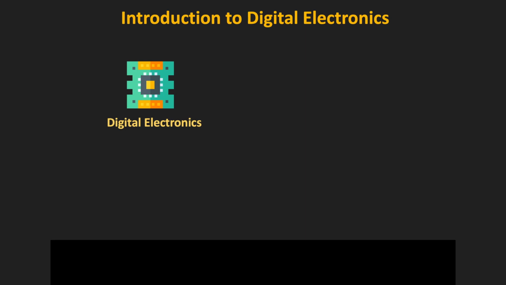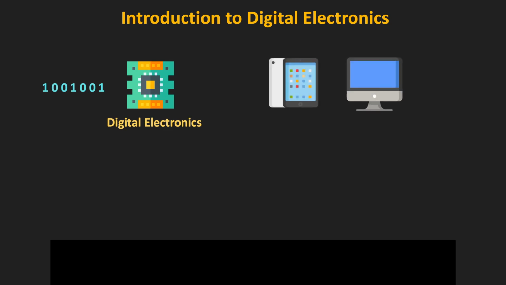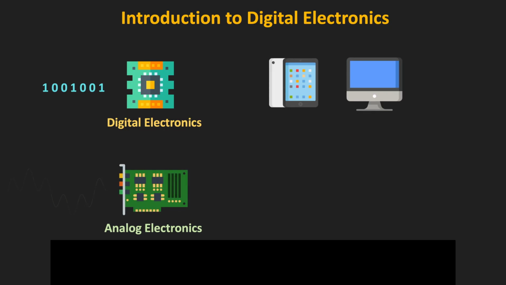So digital electronics is a field of electronics which deals with digital signals. That means the signals which are processed or generated using the electronic circuit are digital in nature. Smartphones, personal computers and many communication equipments which we use in our day-to-day life are examples of it. On the other hand, analog electronics is a field of electronics which deals with analog signals. Amplifiers, timing and wave shaping circuits are examples of analog circuits.